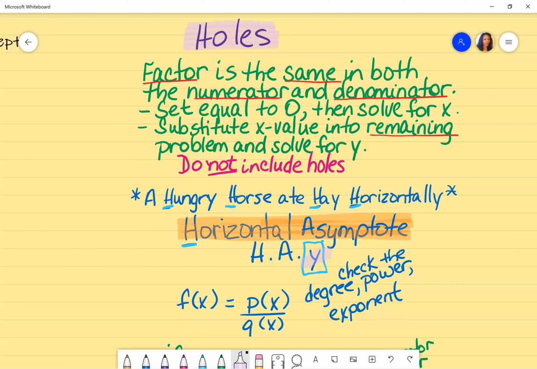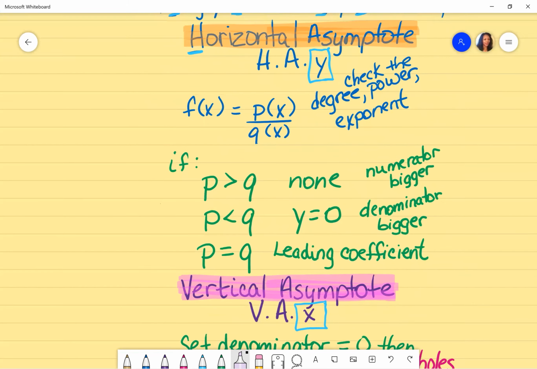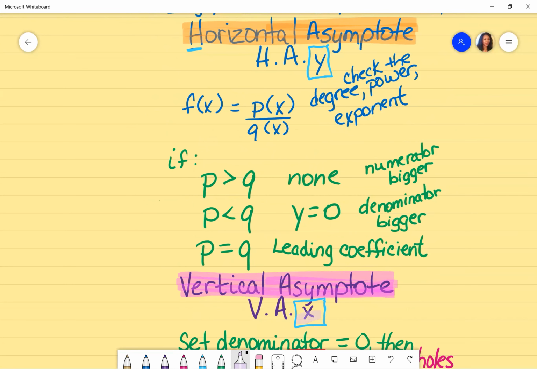Y actually goes with your horizontal asymptote because on a graph, you have either an x-axis or a y-axis, and so you might get confused. The horizontal or the vertical asymptote goes with x or y. This was my way of helping you to remember that horizontal and y go together. So a hungry horse ate hay horizontally. All of those H's, and then H-A-Y spells hay. And that's going to be important because when it's time to do your vertical asymptote, that's no longer y. That's going to be x.